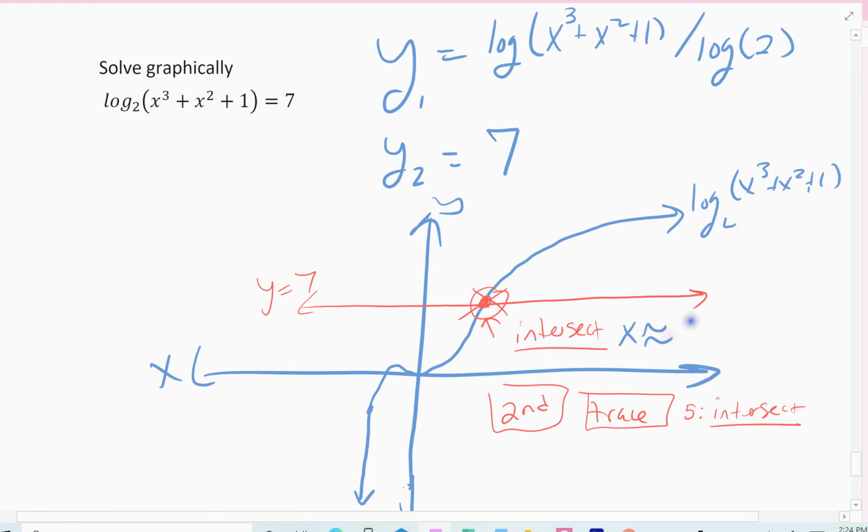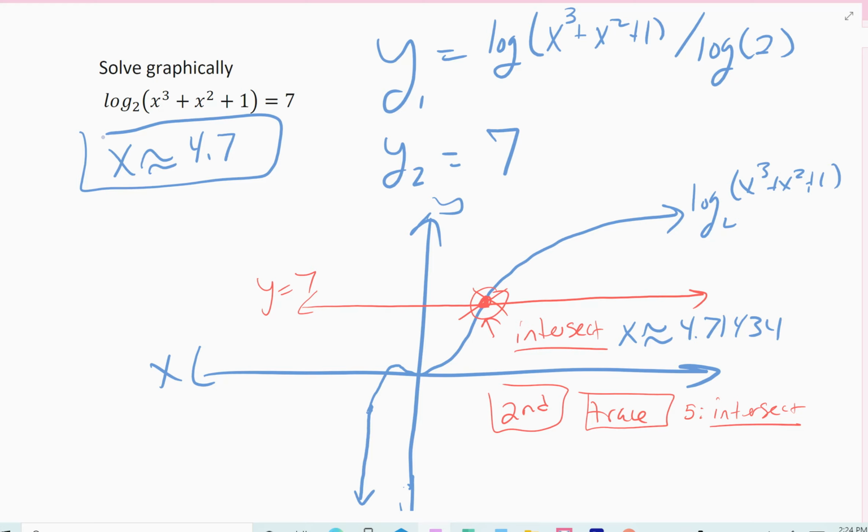It gives you the x value, and I'm just going to approximate it, 4.71434. And so the answer is x is approximately 4.7. Alright, that is the solution. So when I plug 4.7 into this, it is approximately going to give me the answer 7. Right, and that's how we solve it graphically. So I'm going to do a second example.